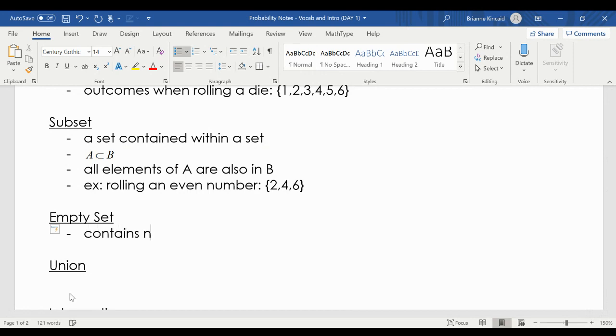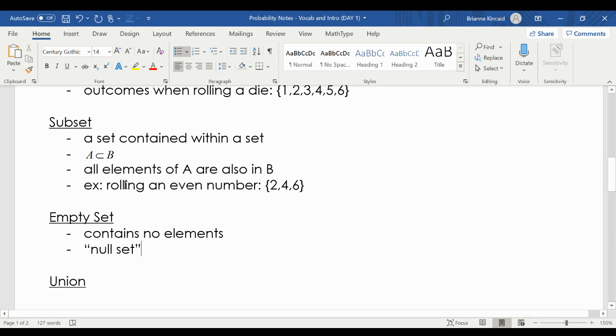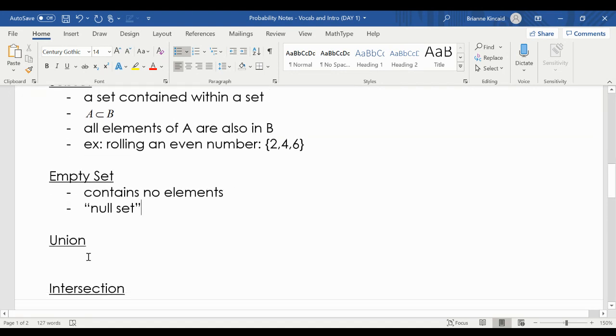This is the set that contains no elements. You can also hear this referred to as the null set. So for example, if I asked you for the set when you roll a number greater than 6, it would be the empty set because you can't go higher than a 6 on a standard die.